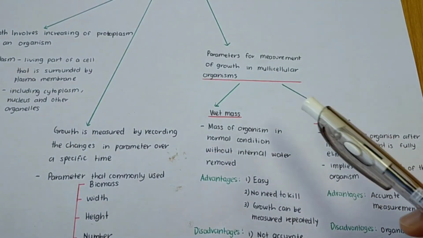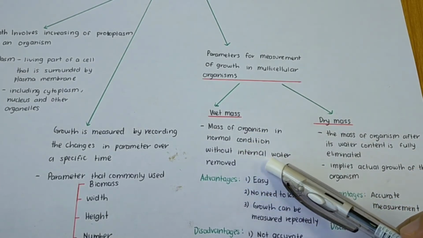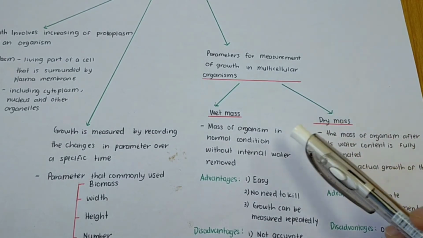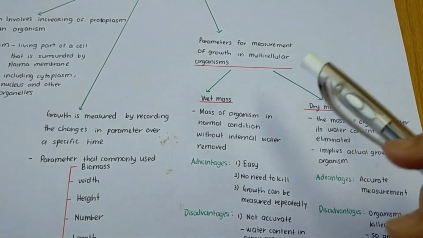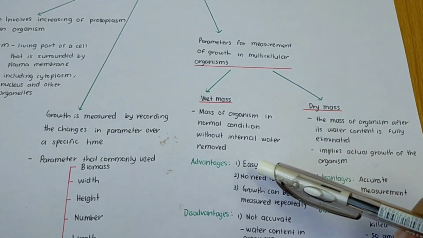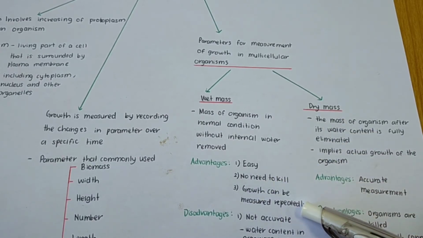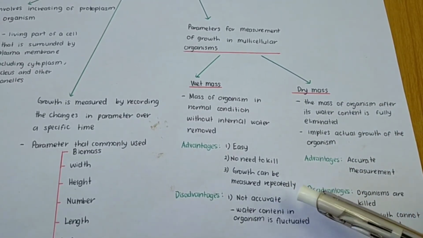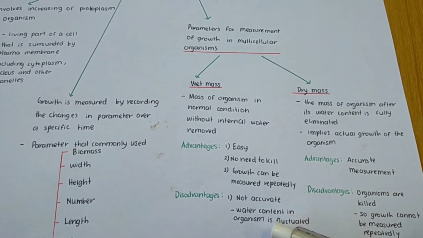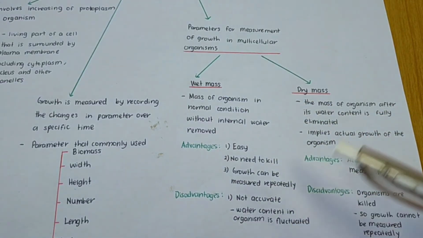So means that kalau untuk wet mass, kita ambil kira dari segi mass of organism, without internal water removed. Maksudnya without remove of water content inside of the organism. So what are the advantages of using the wet mass to measure the growth of the organism? It is easy. And then second, no need to kill the organism. And then third, growth can be measured repeatedly. Okay, but the disadvantage, wet mass is not accurate. Why is it not accurate? Because the water content in organism fluctuates.